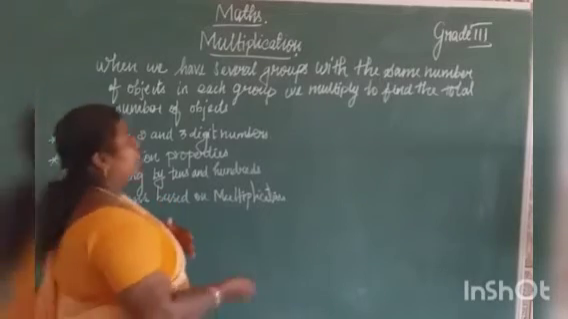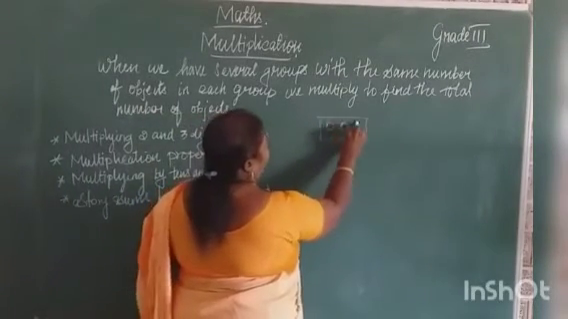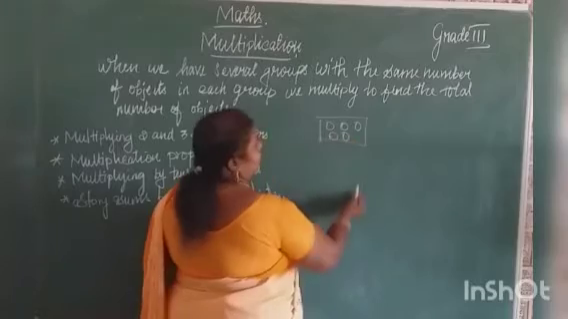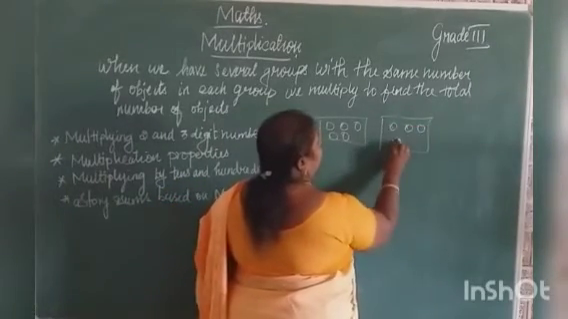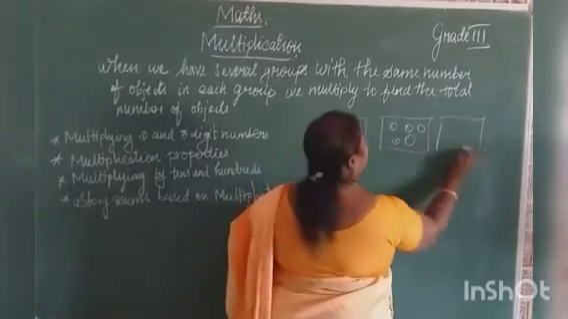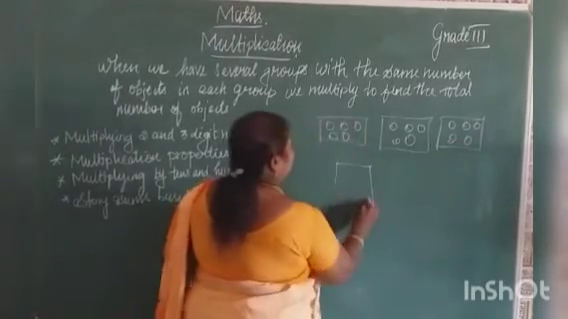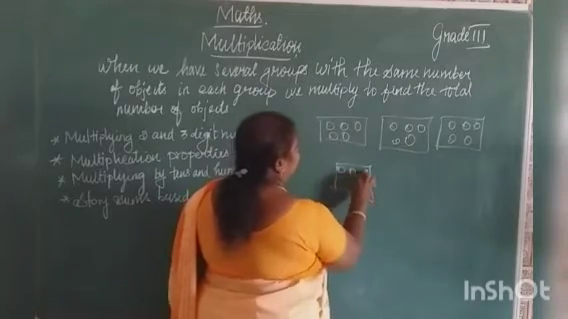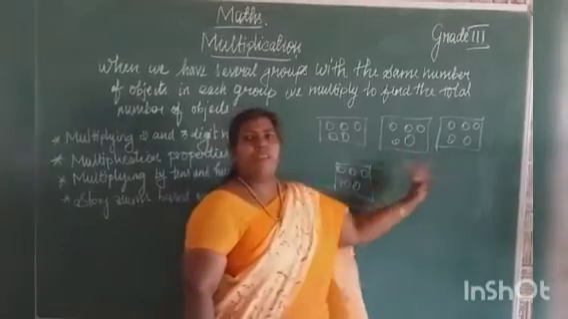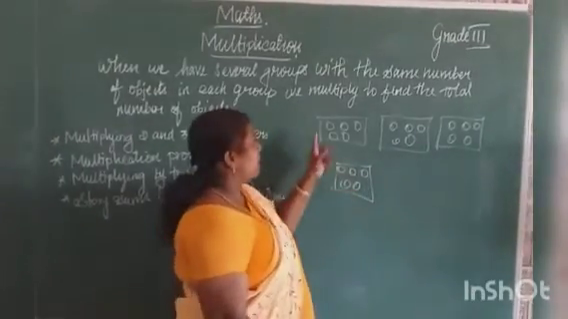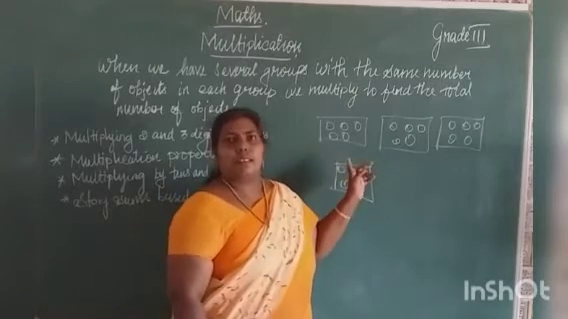For example, see the chocolate box, one box, 5 chocolates, okay. Then another box, 5 chocolates. Then here also 5 chocolates. Then here also 5 chocolates, okay. Here how many groups are there? 1, 2, 3, 4 groups, right? Yes, each group, how many chocolates are in each box? How many chocolates are there?